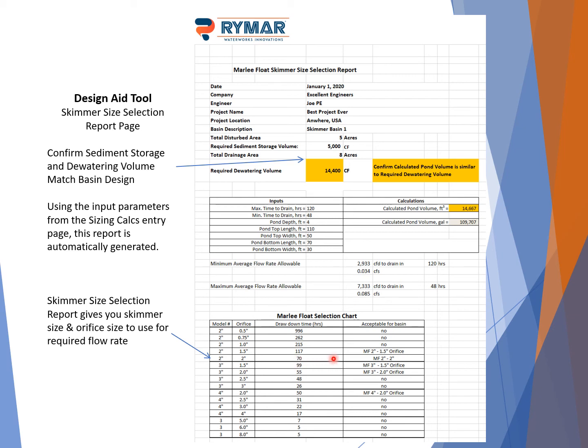So in this case, we would probably recommend your 2-inch skimmer with a 2-inch orifice to hit a 70-hour time frame. However, if you want to go down to just over 2 days, you could go to the 4-inch skimmer with a 2-inch orifice. Note, both of these have a 2-inch orifice, but because of the difference in skimmer design, you have a different flow rate. One's going to drain in 70 hours, one in only 50 hours. Or you could use something in the middle of a 3-inch skimmer and go to a higher or longer drawdown time.